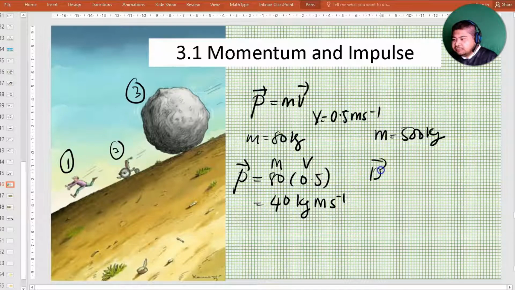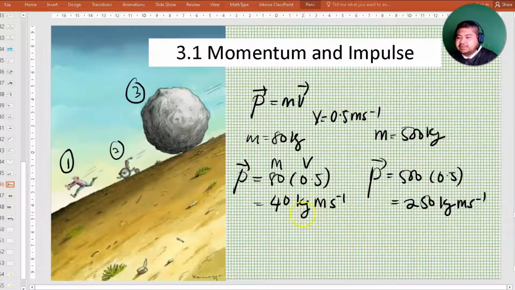On the other hand, for the boulder, the momentum is going to be massive because the boulder is more massive than the person. So if we multiply by 0.5, we'll get 250 kilogram meter per second. Just by looking at the value, we'll say that the boulder has more motion in it. Alright, so that is the idea of momentum. I hope you are starting to get the idea of momentum.